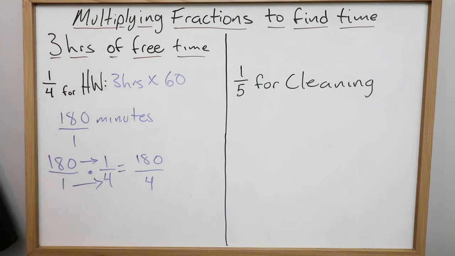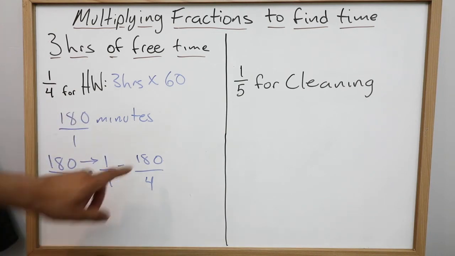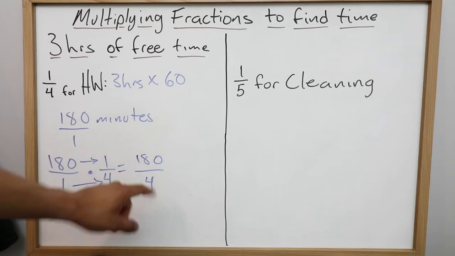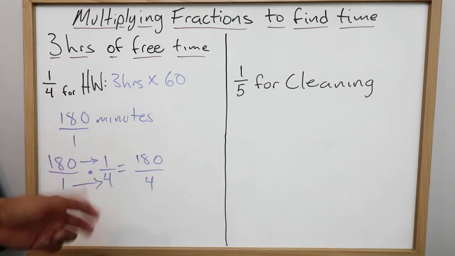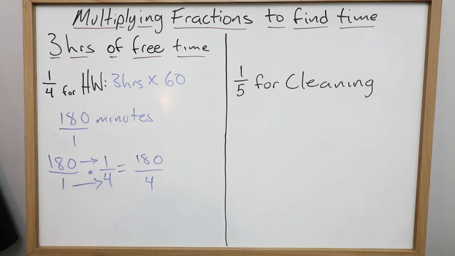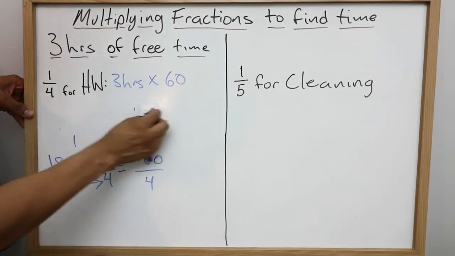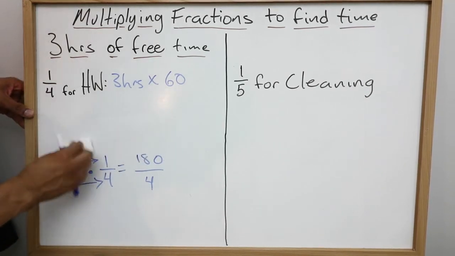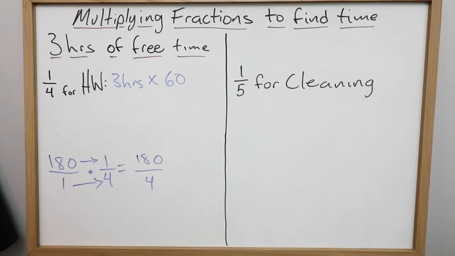Don't forget that for fractions, all we have to do to multiply is multiply the numerators and the denominators. And that's it. That's all I need to do. Now, I have to divide 180 by 4 to find out how many minutes I'm spending. So I will erase this right here. I'm going to do my division right there.